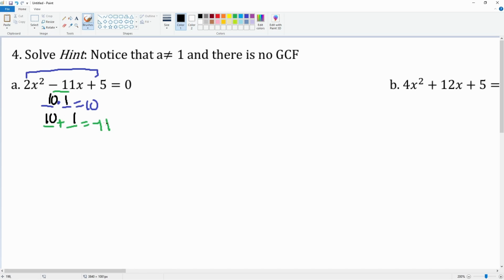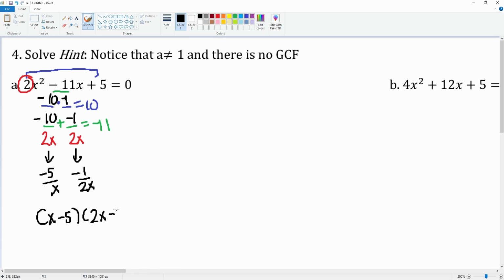But look, they have to add up to a negative. So negative 10 plus negative 1 is negative 11, and negative 10 times negative 1 is 10. Then you divide by the 2x. We need to simplify. This becomes negative 5 over x. This simplifies into negative 1 over 2x. Factored form looks like x minus 5 and 2x minus 1.